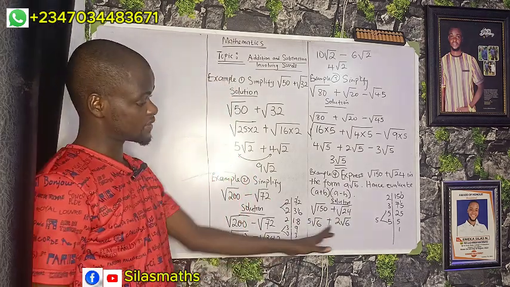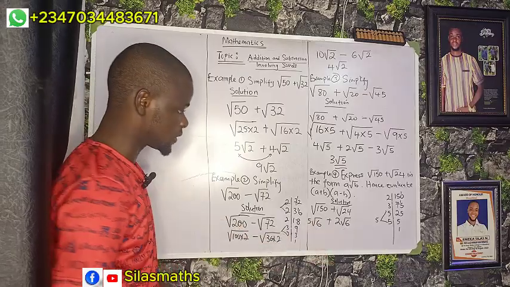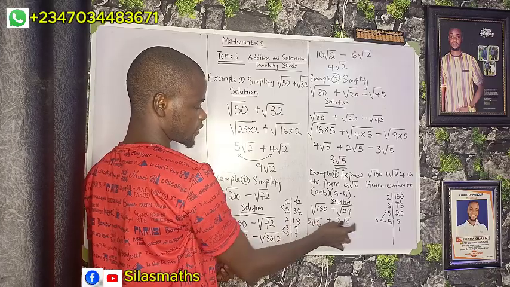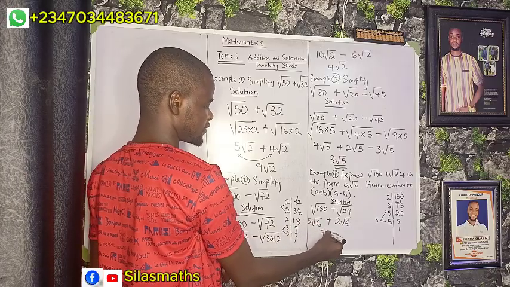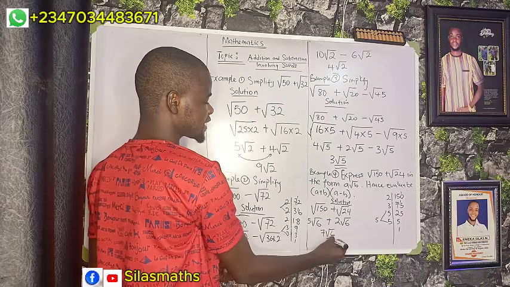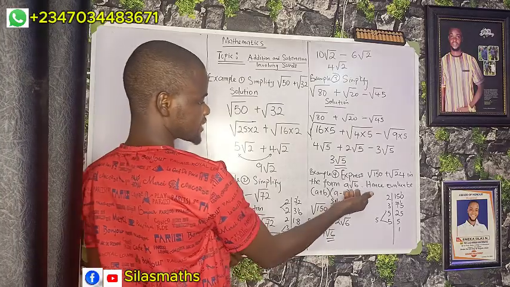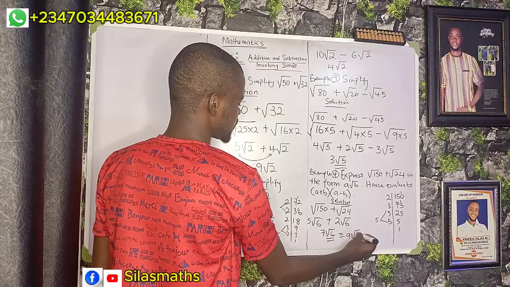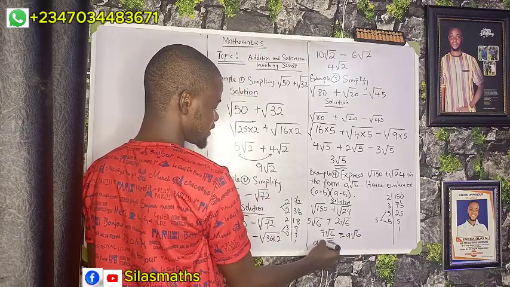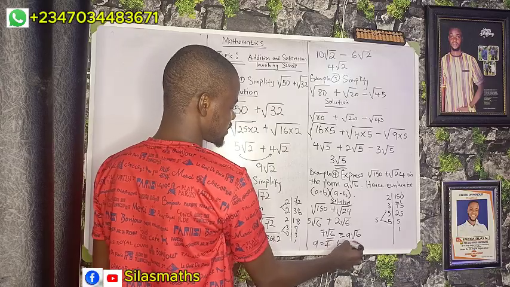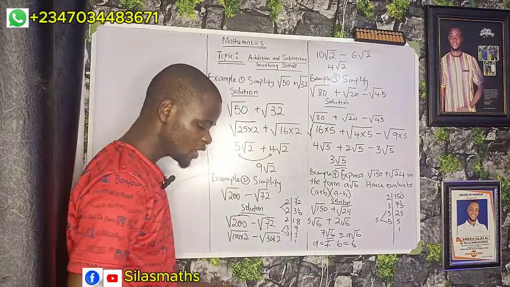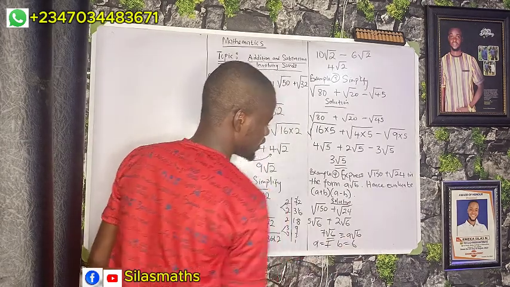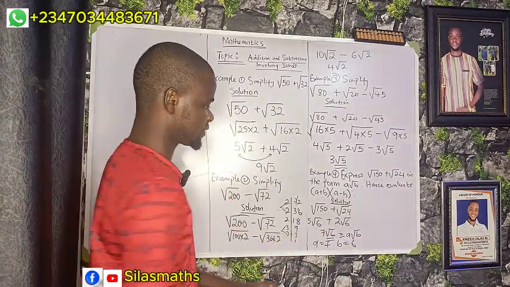So I'm done expressing them in the simplest form, and you see they are now common surds, so we can add them together. So 5 of these plus 2 of these is going to give me 7 root 6. So that's the answer to this. And remember, they say we should express it in the form A root B. So we can say that our A is equal to 7 and our B is equal to 6. So let's quickly go ahead and evaluate this that we have here.